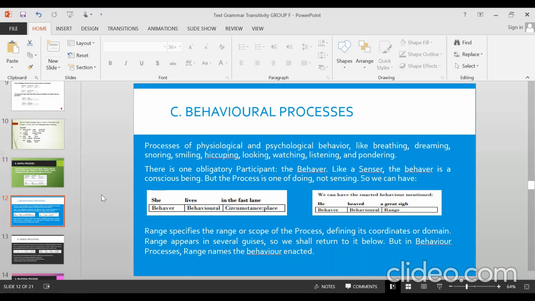Range is specific to the range or scope of the process, defining its coordinates or domain. Range appears in several cases, so we shall return to it below. But in behavioral process, range names the behavioral annexes.